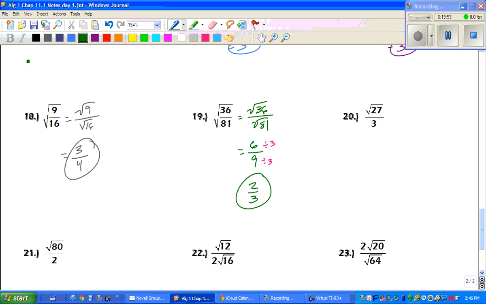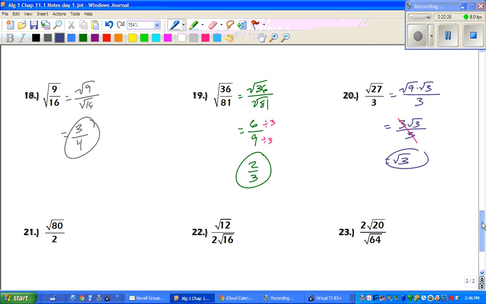Now, let's look at number 20. Breaking down 27, that's the square root of 9 times the square root of 3, all over 3. And you might be like, oh, look, I can cancel those. No, you can't. That's just like problem 15. The square root of 9 is 3, root 3, over 3. And oh, look, now you can cancel something. But don't forget what's left over.